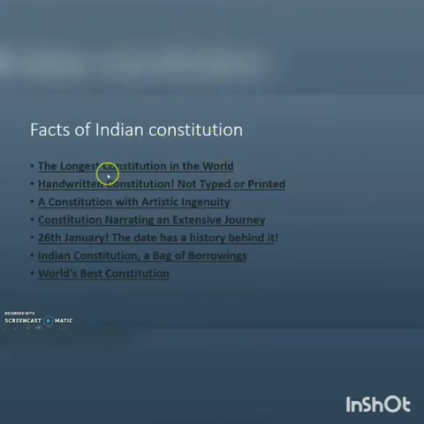The facts are, our constitution is the longest constitution in the world. Originally, the constitution was not printed; it was handwritten. The borders of the constitution were done in an artistic way by people from Bengal, and the constitution making was an extensive journey. And 26th January was chosen because there is some reason in the Indian national movement also. And our constitution is a bag of borrowings, because we have borrowed from other countries' constitutions, and it is the world's best constitution. Hope you all understood the little introduction I told you.